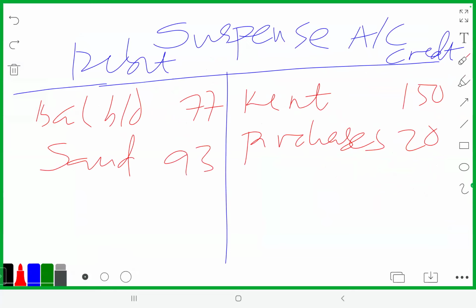Then when you reach here, it's very simple. You balance off the account. Add on the credit side. What do you have? You have 170. On the debit side, 77 plus 93 is 170. Even here, 170. Have you seen? It's balancing both sides. Ideally, if you have done the correct thing, the suspense account closes itself. It balances.